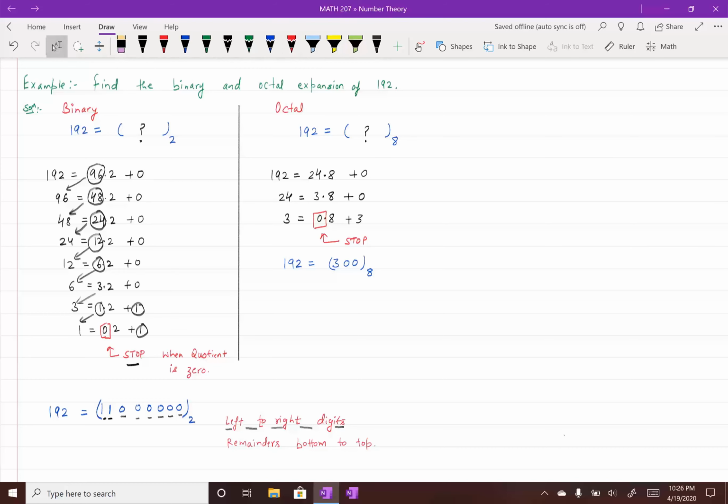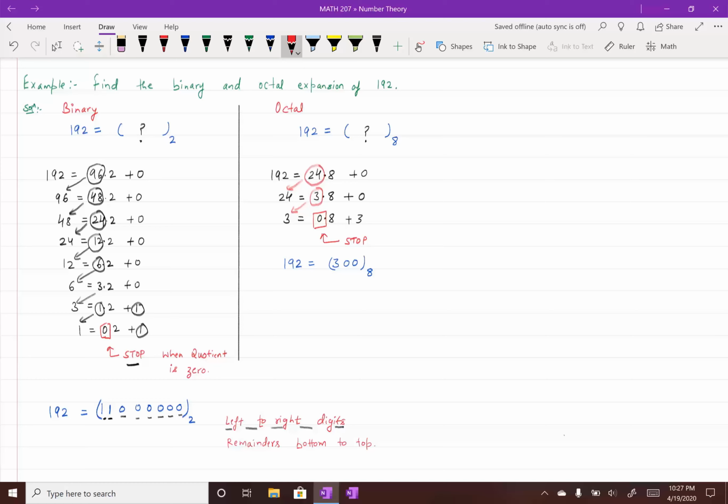Similarly, now you can use this algorithm to get the octal expansion of 192. So 192 can be written as 24 times 8 plus 0. Okay, so the quotient is 24 here. And then this quotient 24 can be written as 3 times 8 plus 0. Now you have the quotient which is 3 here. And then this 3 can be written as 0 times 8 plus 3. So when your quotient becomes 0, you stop. You stop applying the division rule there.